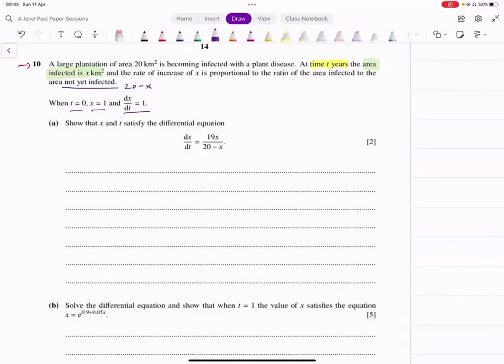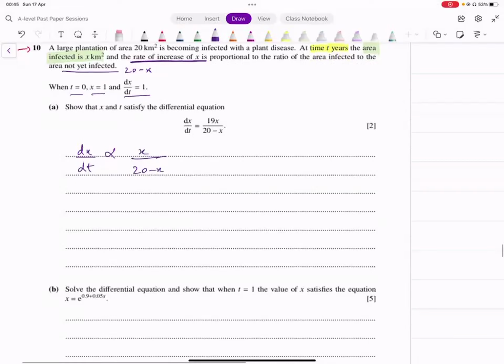So what we have here is that the rate of increase of x, what does that mean? dx over dt is proportional. When it has only said proportional, you assume it's directly proportional. If it were inverse, it would have mentioned inversely. If only proportional is written, that's directly proportional. dx over dt is proportional to the ratio of the area infected, that's x, to the area not infected, so x over 20 minus x. That's what your relationship turns out to be.